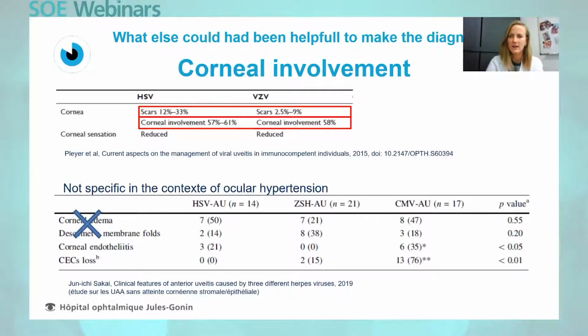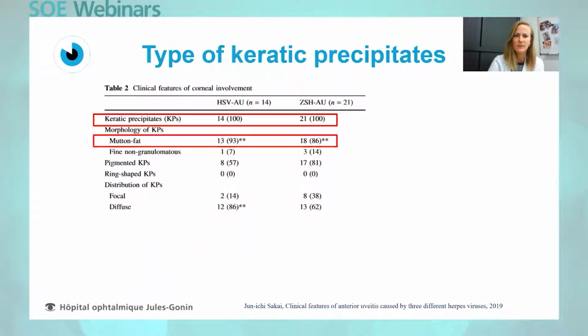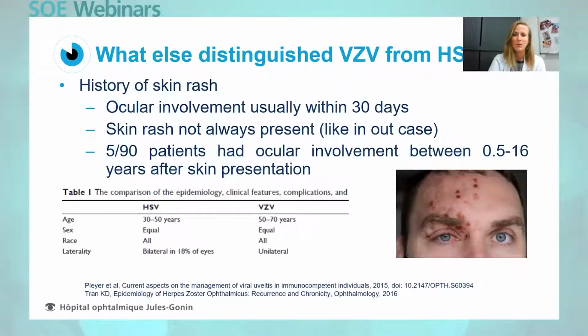Every high pressure can make a corneal edema. You can also look at the type of precipitates. All herpetic uveitis have precipitates. Most of them are mutton fats, so granulomatous. And they often have a pigmented appearance, which can distinguish them from the typical PKs found in Posner-Schlossmann or Fuchs uveitis.